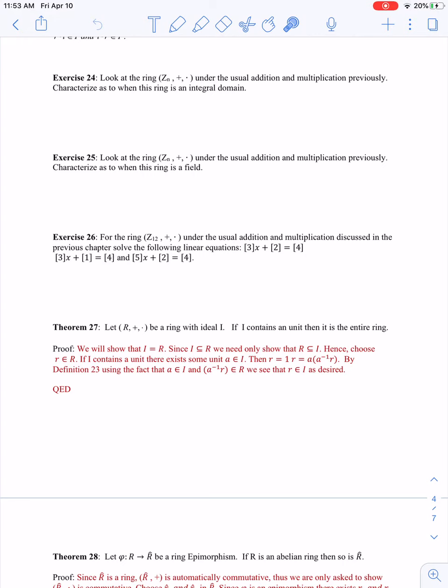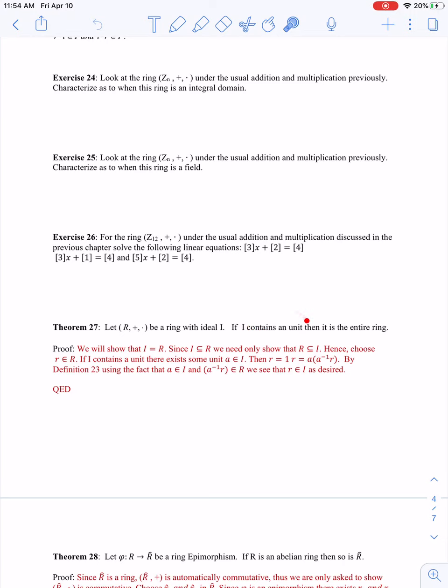We're going to need to show, since I is an ideal, well, I is a subset of R, but I'm going to claim I is equal to R. It's the same ring. All right, so since I already know I is a subset of R, I just have to show R is a subset of I. Remember, that's the way we showed two sets are the same. Okay, so how do I do that? And the answer is I pick something in R and I have to show it's in I. All right, so that's what I do. I choose something in R.